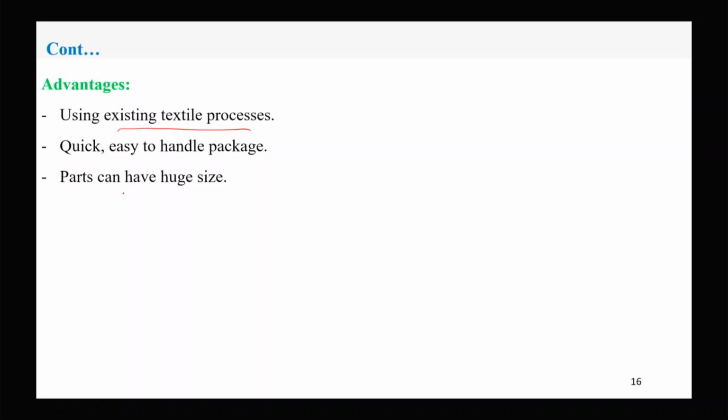Parts can have huge size also. So we can have a small winding machine. We can use a small winding machine to form a smaller size composite, and also we can have a very huge size winding machine. So there is no limit if we can manage.